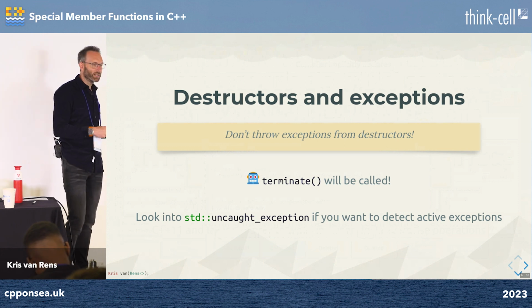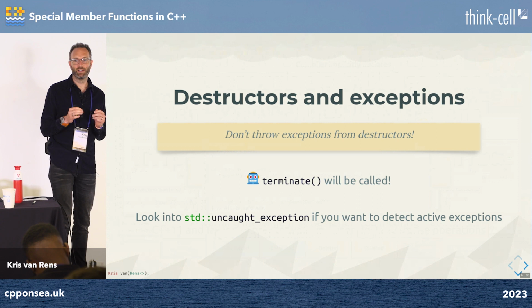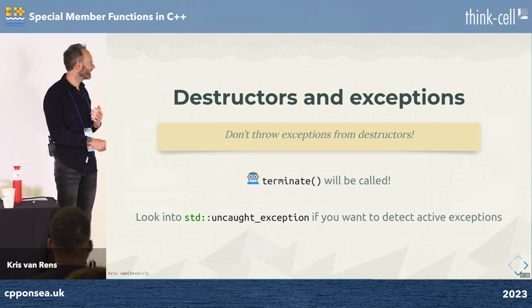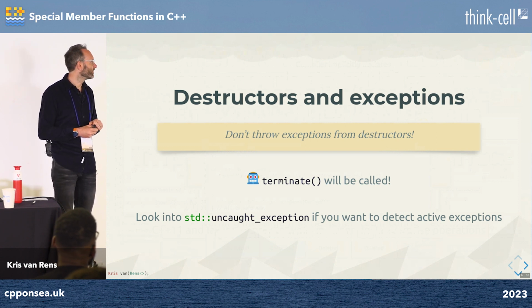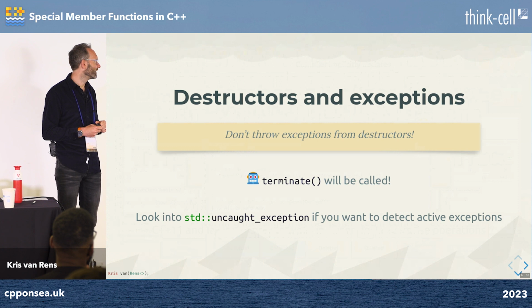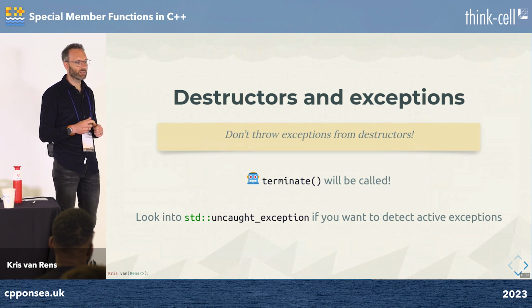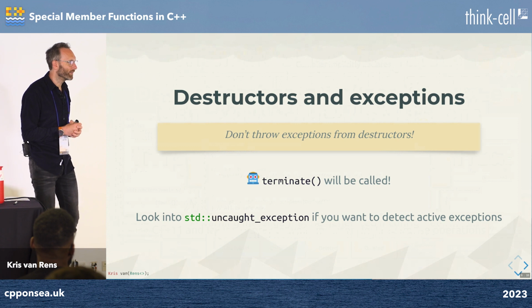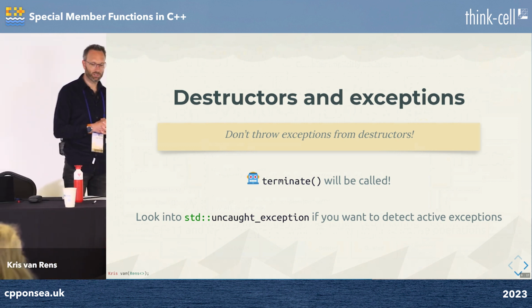By the way, if you're interested in dealing with exceptions during destruction, it is possible because you can look at the active exception by using std::uncaught_exception. It's a bit of a clunky, blunt instrument, but it is actually useful if you want to create something like transactional rollbacks, and you want to make sure you clean up properly after your object is going away.